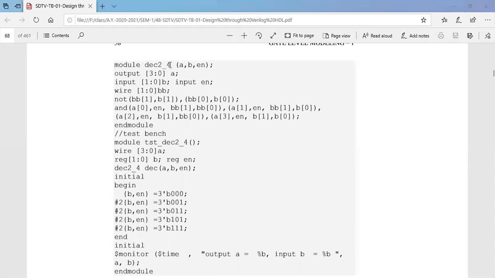2 to 4 decoder means we have 2 inputs and 4 outputs. So we are writing outputs. Output is we have 4 bits, 3 down to 0. We have given a name as A, and it is an input. So B is an input. We have 2 bits as an input for B, that is 1 down to 0, that is only 2 bits, and we have an enable signal right there.